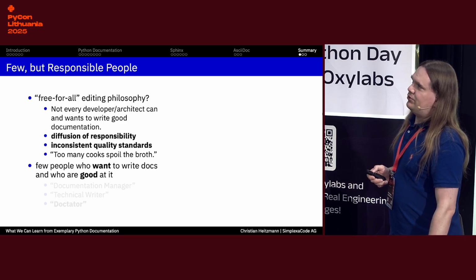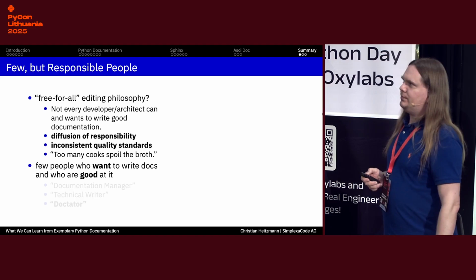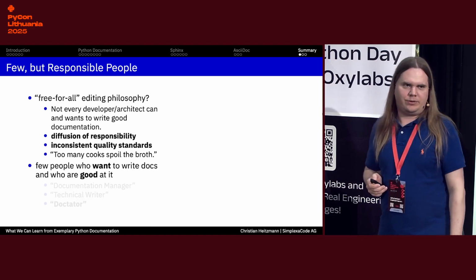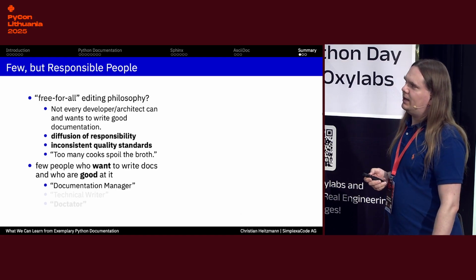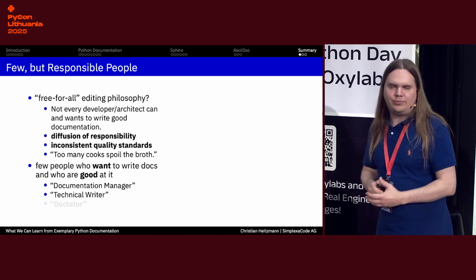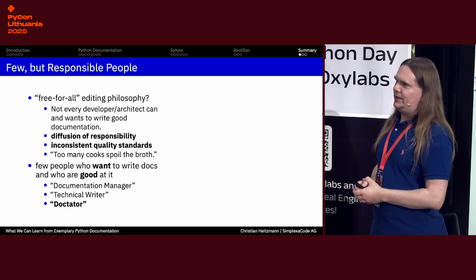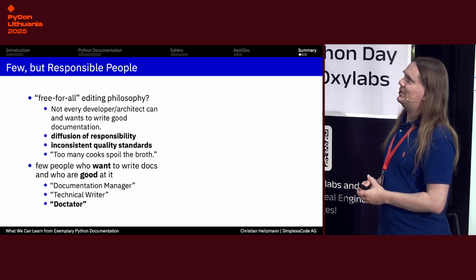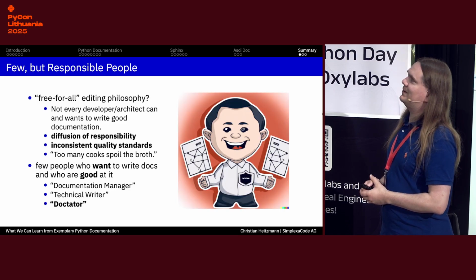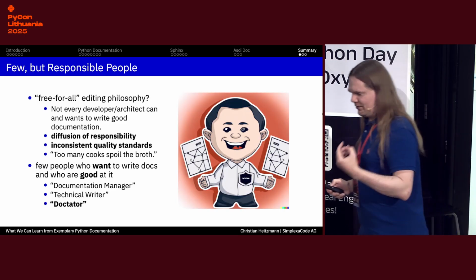So concentrate it on few people, a single person or two people who want to write documentation at your company and who are good at writing documentation. These people could be called documentation manager, technical writers, or, a little bit more funny, you could call these people doctator. And if you ever wondered how such a dictator looks like, here is an illustration of a dictator. So this is really a giveaway to you.